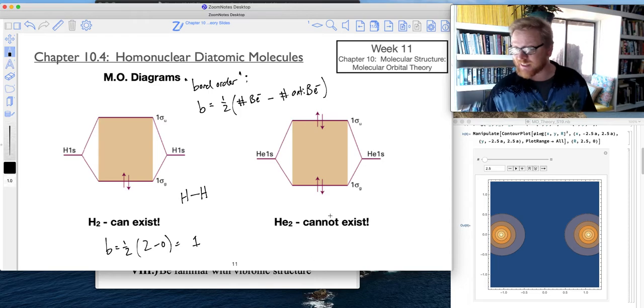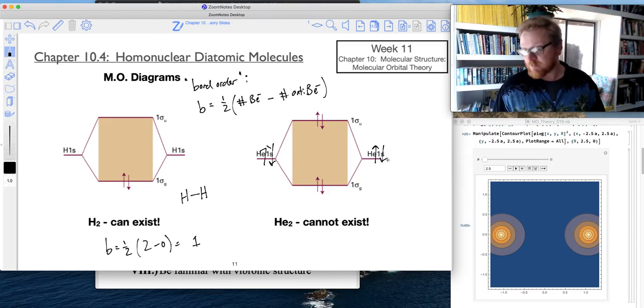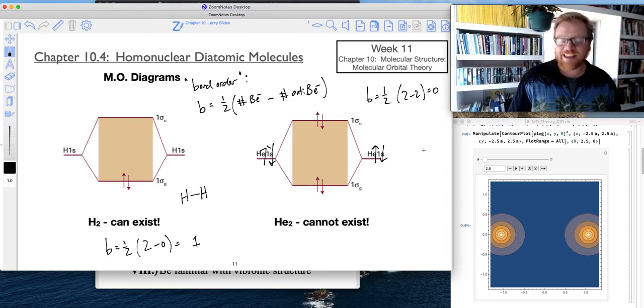He2 cannot exist. And the reason why it cannot exist is because of the following. We know that each He 1s brings 2 electrons to the table, and each He 1s, of course, is a singlet state in its ground state. And so now, because each brings 2 electrons to the party, I've got to supply 4 electrons into my orbital diagram. So I go 1, 2 in the bonding, and I've got 2 left, and those have to go in the anti-bonding. And so now my bond order for He2 is going to go as 1/2 times 2 minus 2, which equals 0. So He2 can't exist.